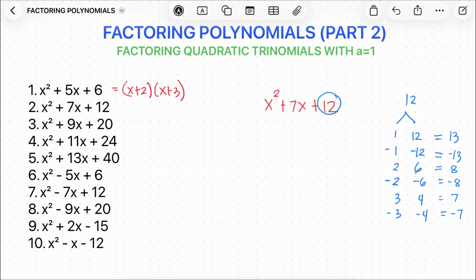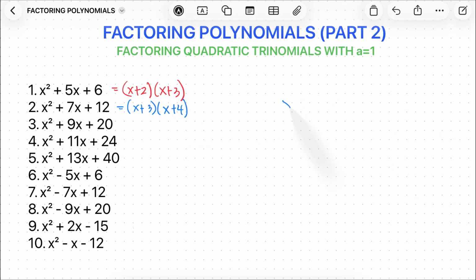So since we are looking for positive 7 right here, then we are going to take positive 3 and positive 4 and write it this way. So factors of x squared are x and x, and factors of 12 that give a sum of 7 are 3 and 4. So both positive. Therefore, our answer is the quantity x plus 3 times the quantity x plus 4.